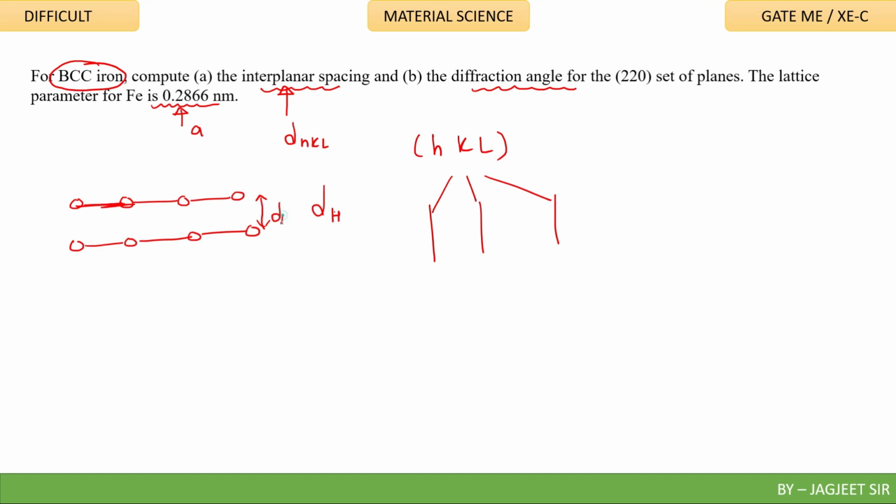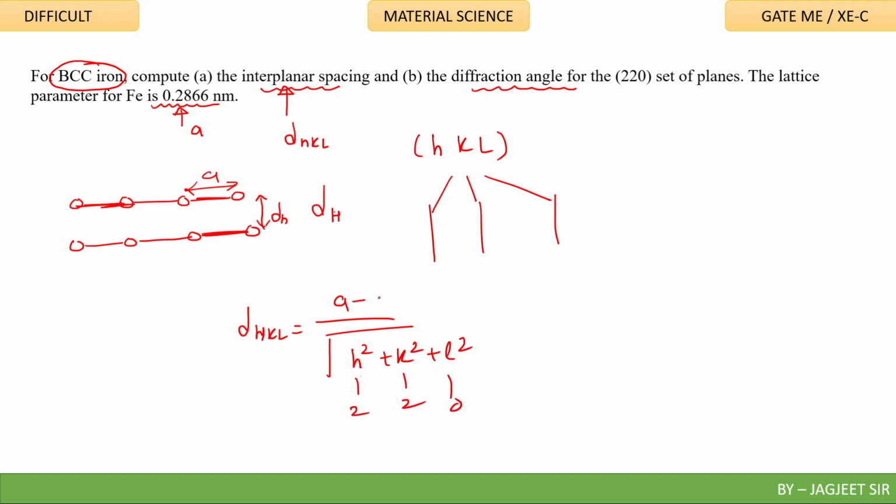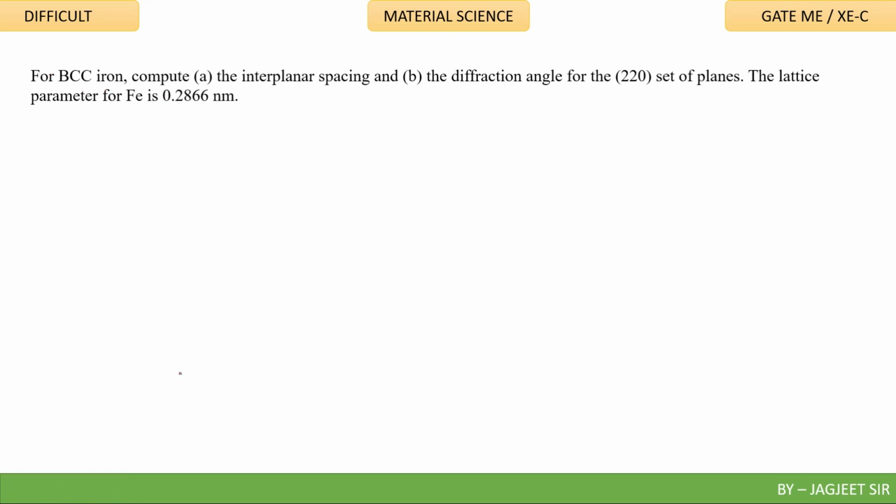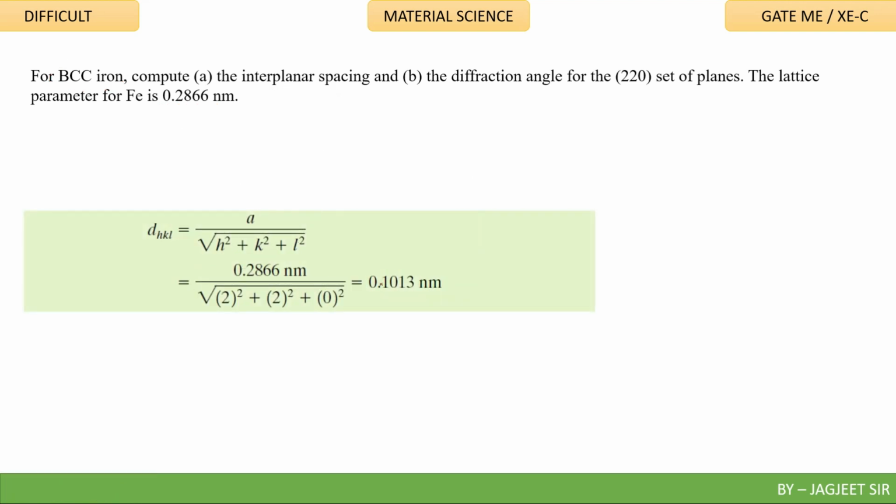Whatever the Miller indices for this plane are, they are equivalent to the Miller indices of this plane, and a is nothing but the unit cell edge length. From that you can calculate the interplanar spacing d_hkl. So d = a divided by the square root of h square plus k square plus l square. This is the formula where hkl is given to you, here 2, 2 and 0, and a is given as 0.2866 nanometer. You can convert it into meters, mm, or whatever units they are asking in the question. Directly, here you can see in nanometer, it is 0.1013. So this is the first question.